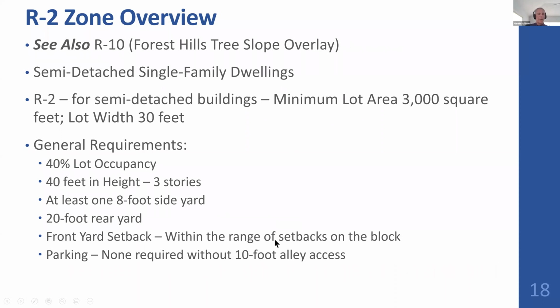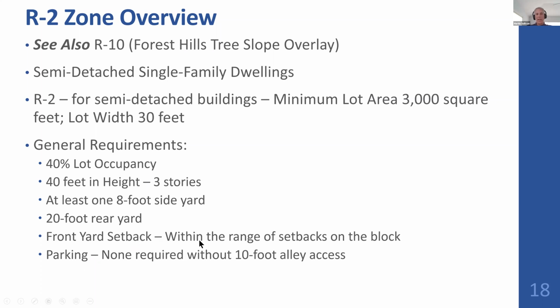R2. R2 is the semi-detached zone. And the general requirements, still 40% lot occupancy, 40 feet in height, 3 stories, at least one 8-foot side yard. This is in contrast to the R3 zone, where if you have a side yard, it can be 5 feet. So there's still an 8-foot side yard requirement in the R2, 20-foot rear yard, and there's still a front yard setback.